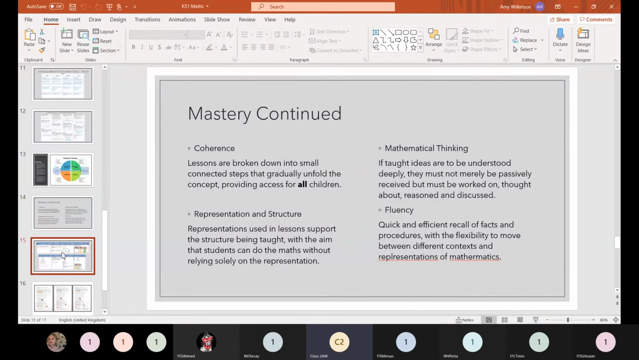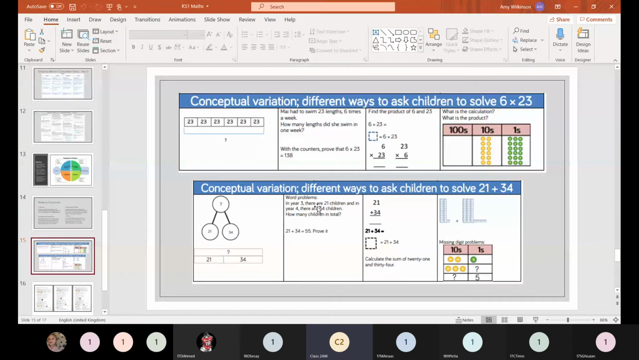But here is an example of fluency and variation. So when we're asking children to solve 6 times 23, there are different ways that can be done. Rather than just giving them the number sentence, 6 times 23, there are different ways that they can do it. And this is all about developing fluency. We don't just want the children to do pages and pages and pages of grid method or the column method. Okay, it's all about doing it in different ways.